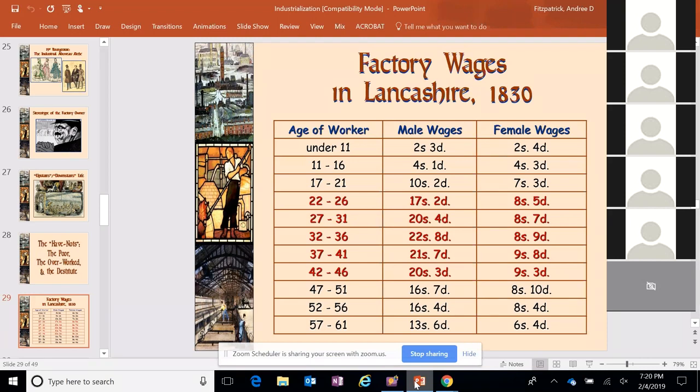Factory owners also preferred women, not just because they could pay them lower wages, but because their hands were smaller and they could manipulate the smaller parts of the machinery a little bit easier than the men could. And they were also much more docile and less likely to resist authority. And so the factory owners could take much greater advantage of them in terms of work.